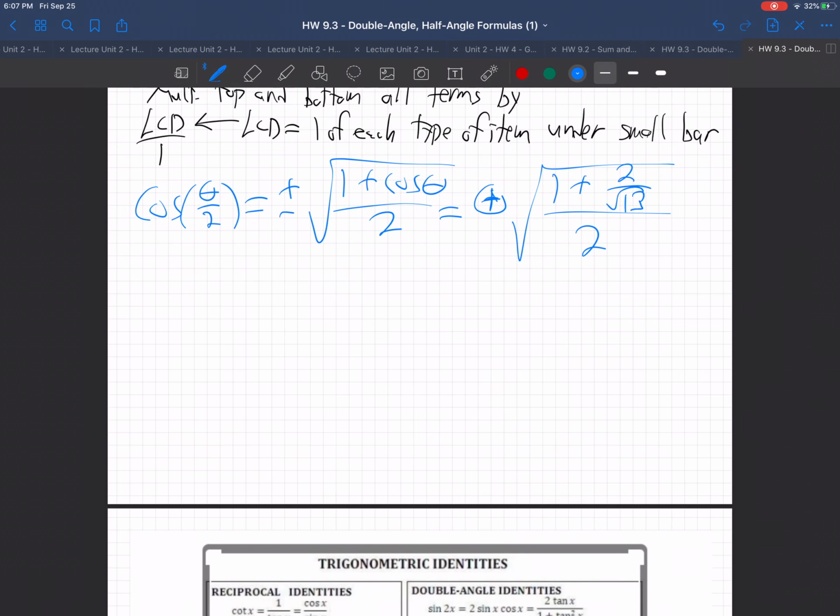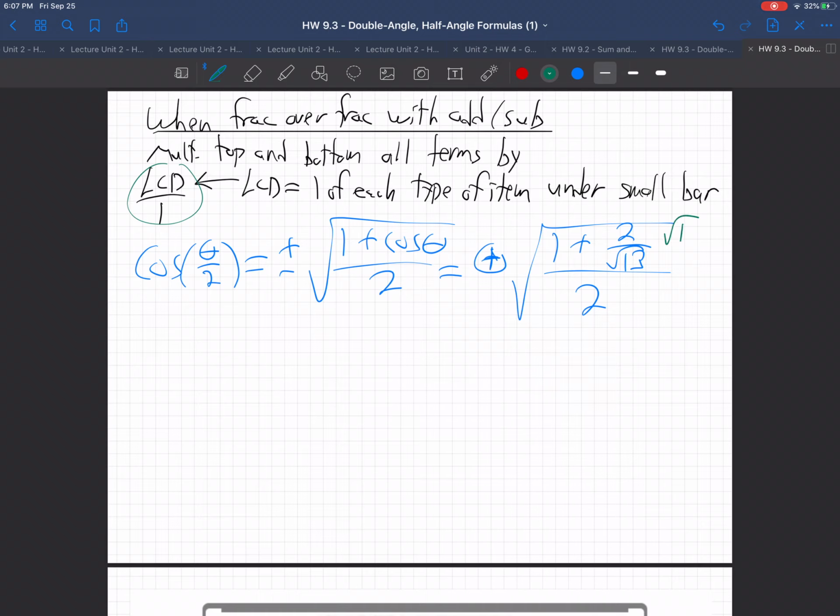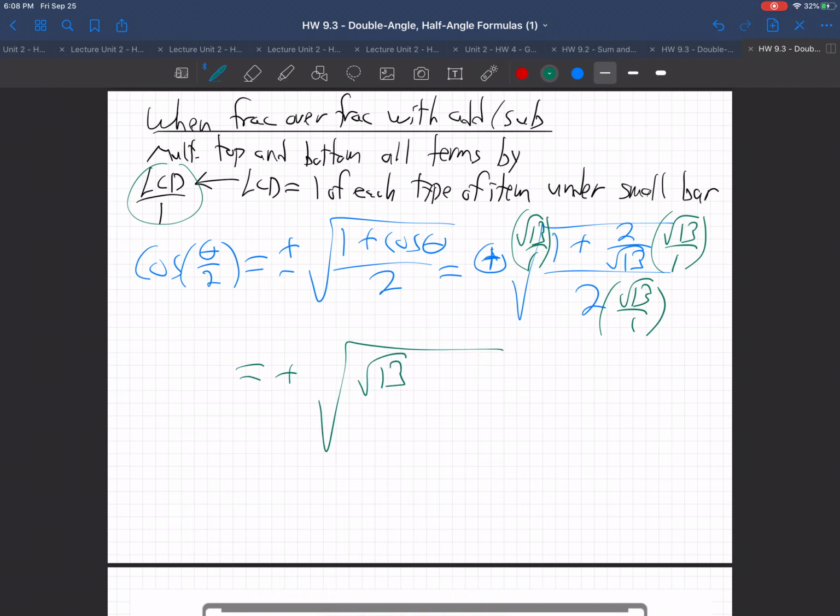Okay, now how do we handle this? We're going to multiply by the LCD over 1. So I'm going to put root 13 over 1 right there, and root 13 over 1 right there, and root 13 over 1 right there. So this will be plus the square root. This will be root 13, right? Root 13 times 1. That 1 on the bottom isn't doing anything. Plus, these guys cancel, just 2 on the bottom, 2 times root 13. And that's it. We'll just leave it like that. Don't worry about those extra roots.